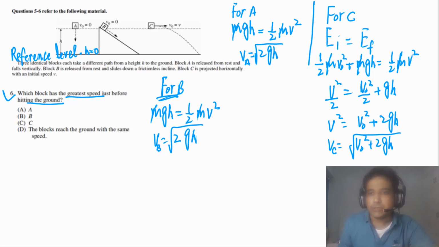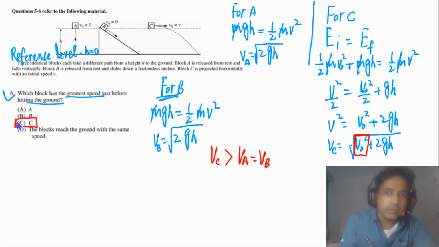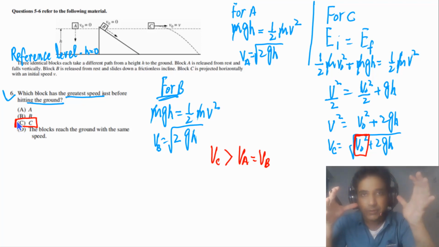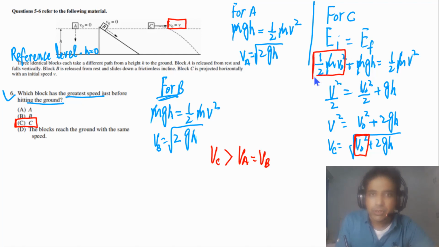So in this case it is very clear that VC is greater than VA and is also greater than VB, because this has this extra amount of speed. So C has the greatest speed. So the answer for this question is C. A beautiful question based on conservation of energy, and most of the time many students just ignore this initial speed, meaning they just ignore this initial kinetic energy.